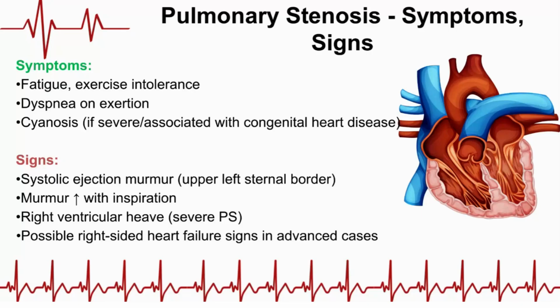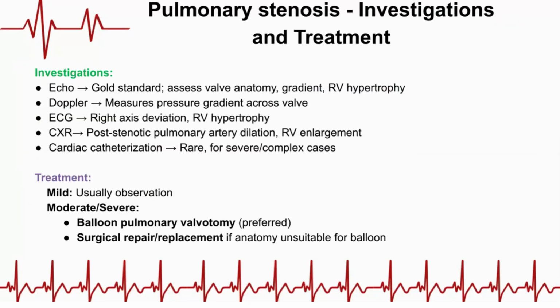But as I said, it's quite hard. This is why, once again, stick with the echo. Echo is the best way to see if that patient has pulmonary stenosis or not, because of how varied or ambiguous auscultation can be in terms of the murmur that you hear. We can do an ECG, we can do a chest X-ray. These are again basic examinations, and we can also consider cardiac catheterization, but it is quite rare.